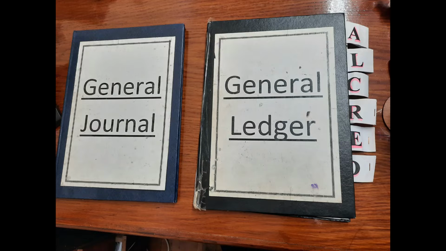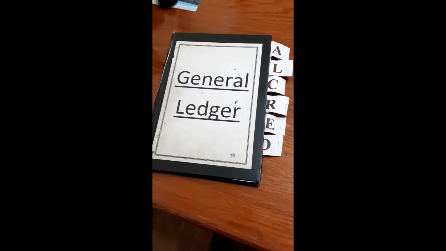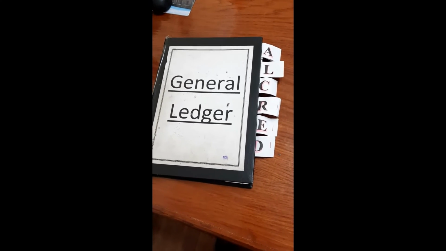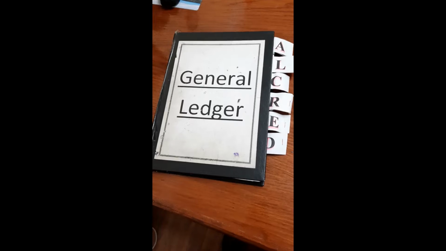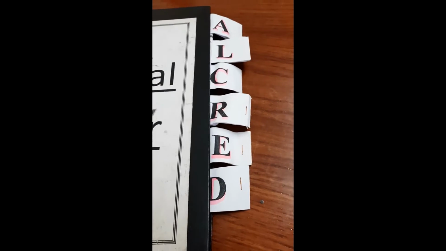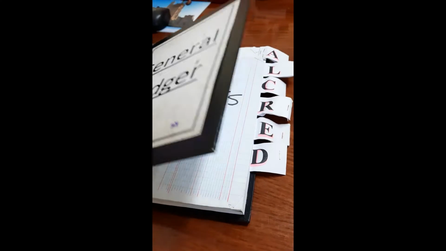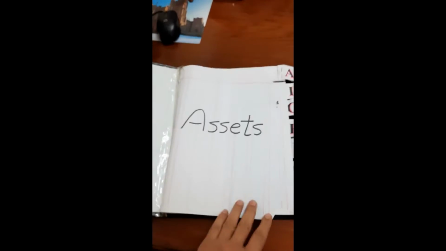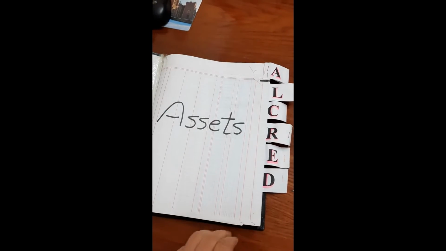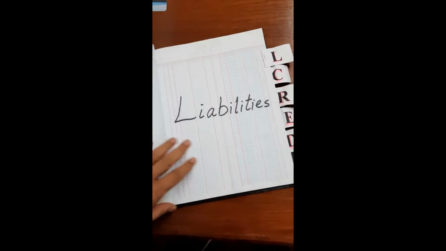Firstly, the general ledger, which is classified into 6 sections according to the items in the accounting equation: assets equal liabilities plus owner's equity. And owner's equity, we can divide into 4 sections: capital, revenues, expenses, and drawings, or dividends. This is the reason that the book is traditionally classified into 6 sections.